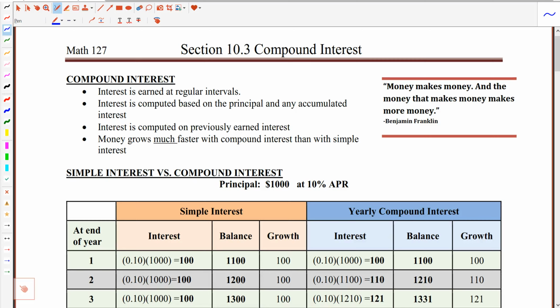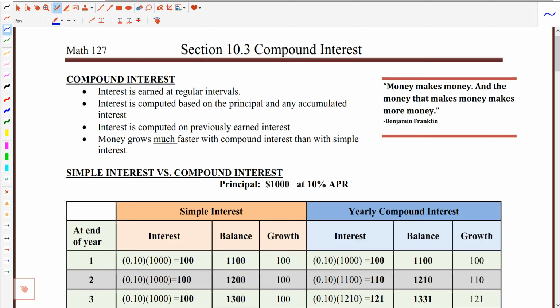We're now going to look at compound interest. Now, the key difference between simple interest and compound interest is under compound interest, the interest is going to be earned at regular intervals. It's going to be computed based upon not only what that initial principal was, but any accumulated interest that the account has earned along the way. So interest is going to be computed on previously earned interest.